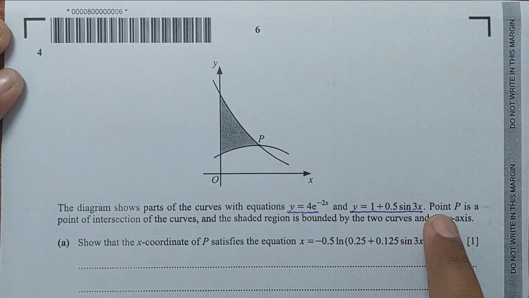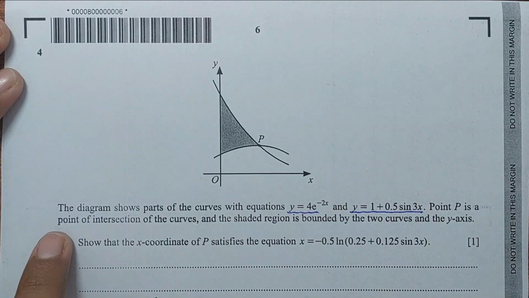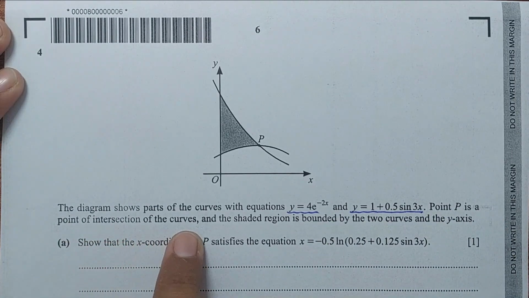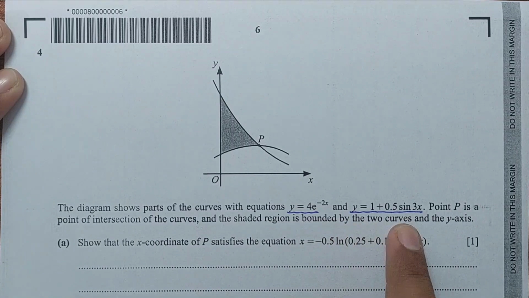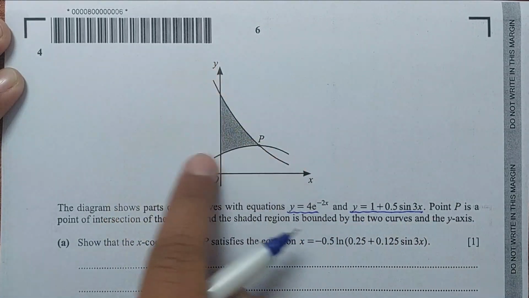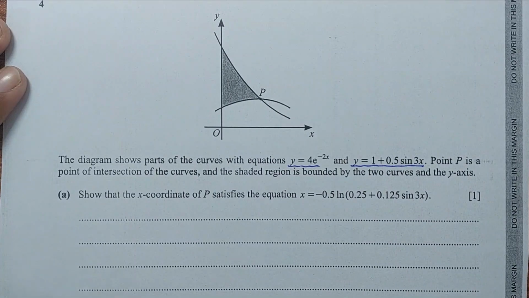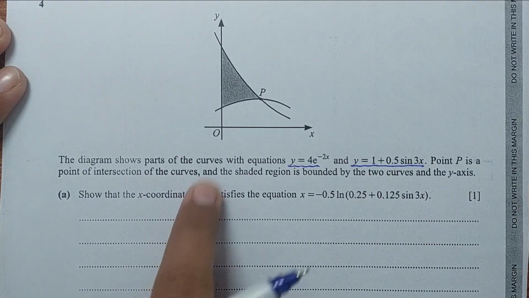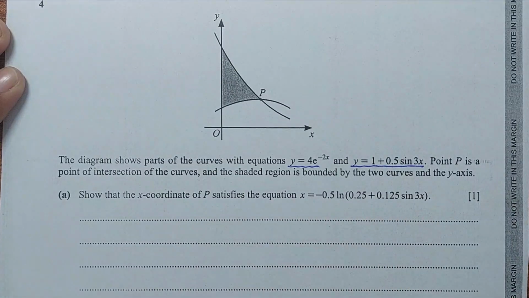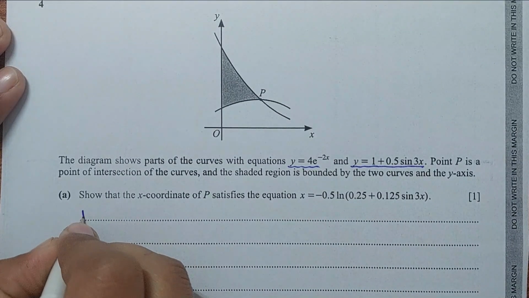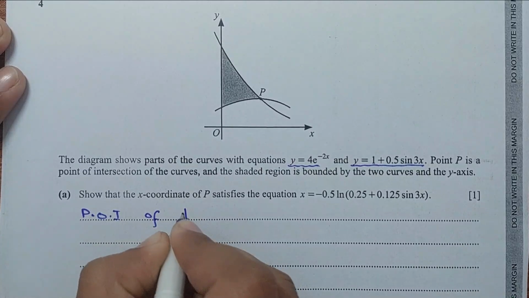Point P is a point of intersection of the curves, and the shaded region is bounded by these two curves and the y-axis. Part A: show that the x coordinate of P, the point of intersection, satisfies the equation. So for the x coordinate, we need to figure out the point of intersection of two curves.